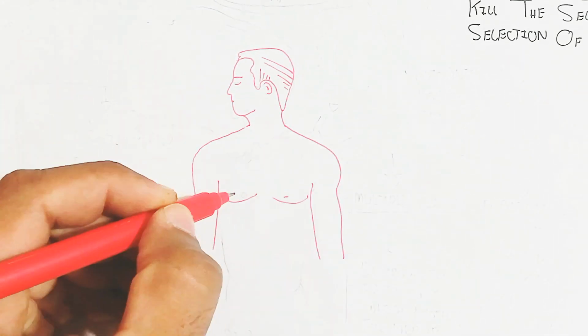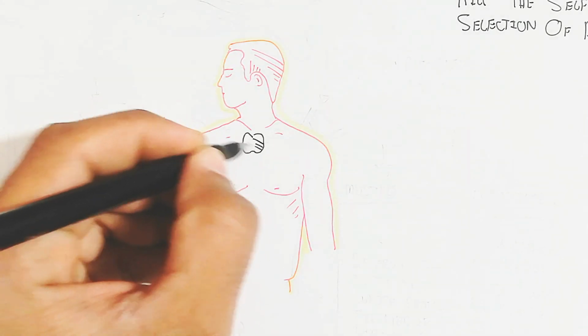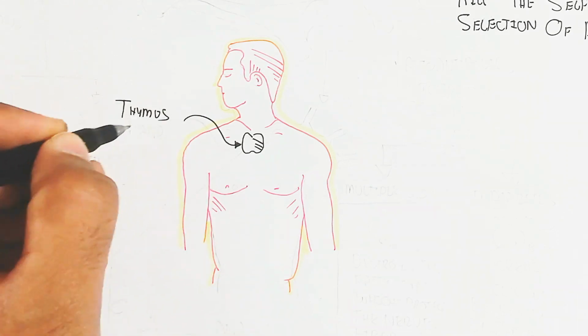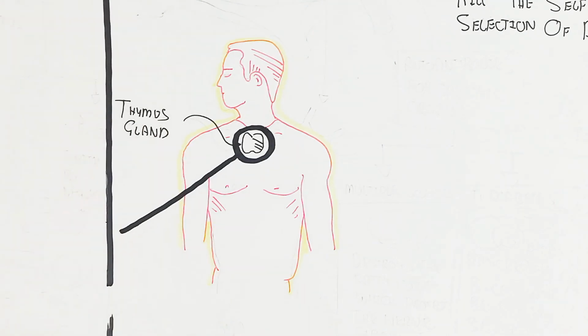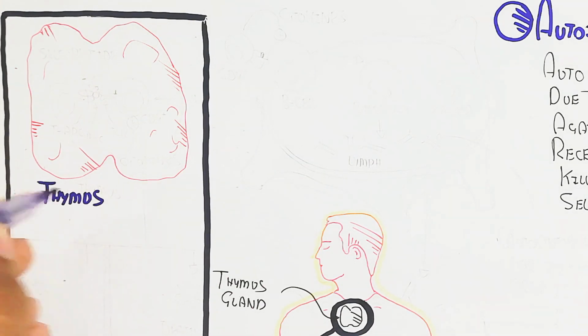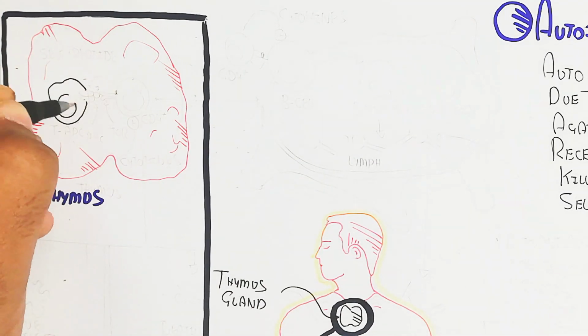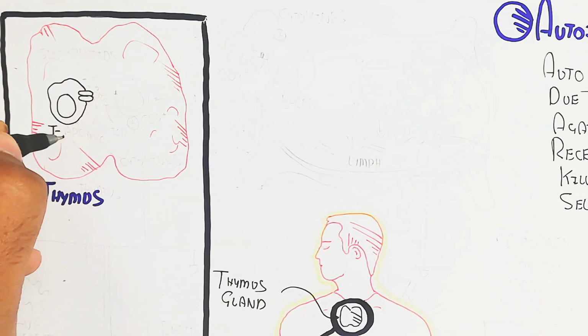Let's begin by understanding the thymus gland, because T cell maturation occurs in the thymus gland, while the B cell will be matured in the lymphatic system and bone marrow. That is why it is called the bone-maturing cell.